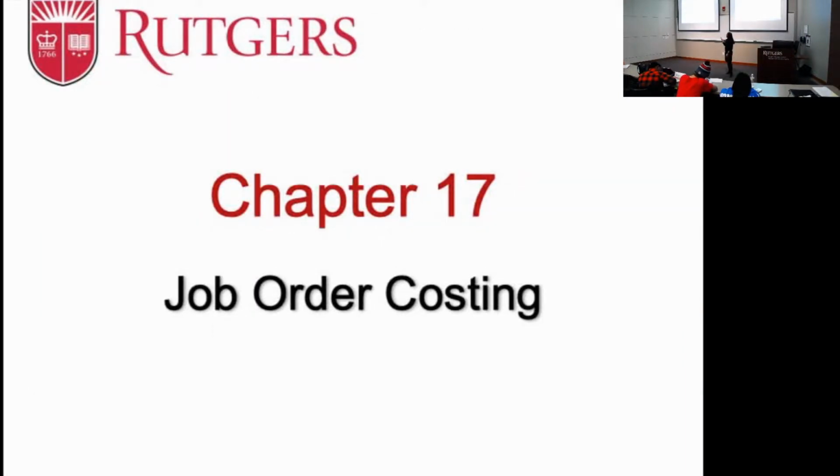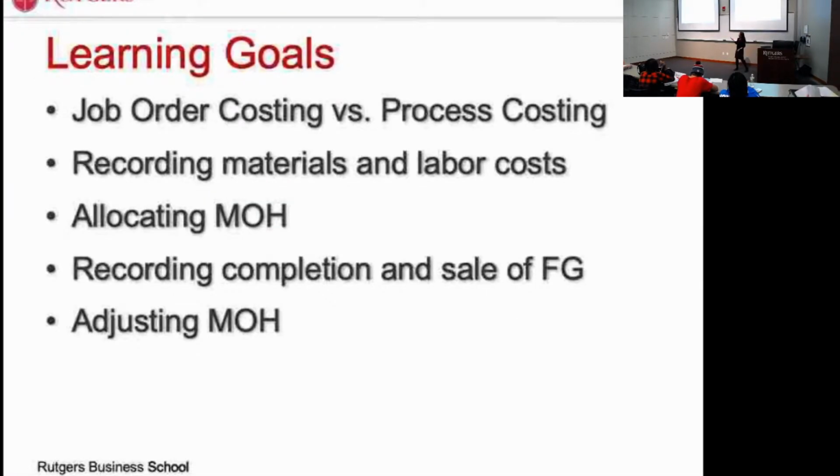Hopefully today we can finish the first two learning objectives. So the first one, we are going to differentiate between two cost accounting systems. The two cost accounting systems are the job order costing and process costing. And then we are going to learn how to make journal entries of some transactions in the job order costing system.